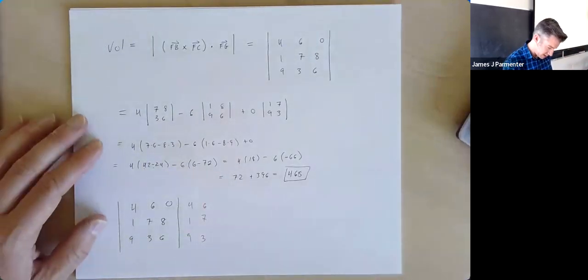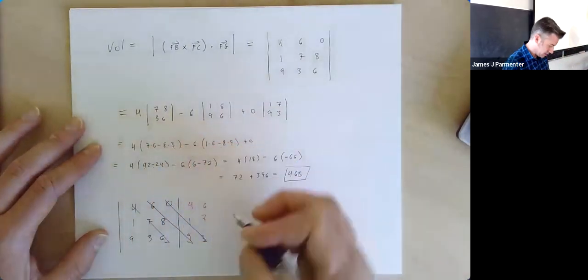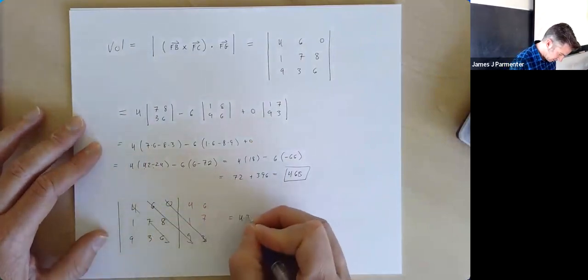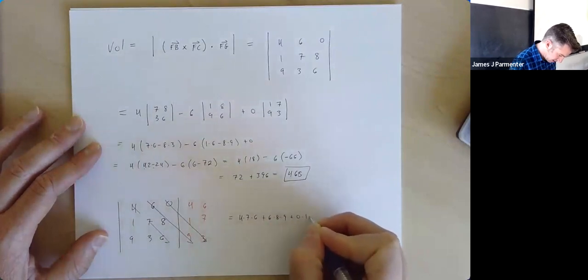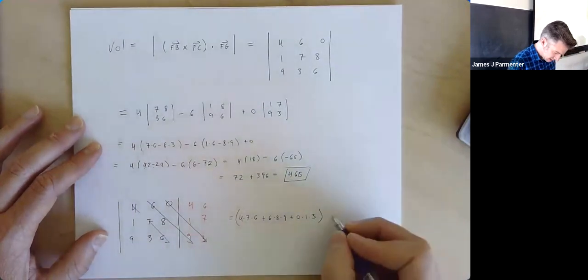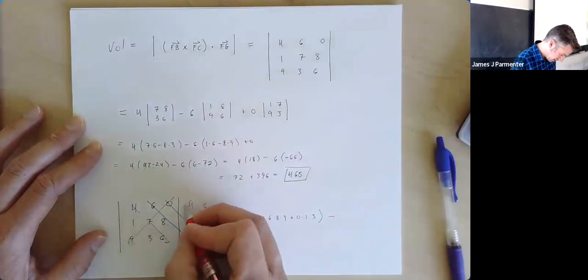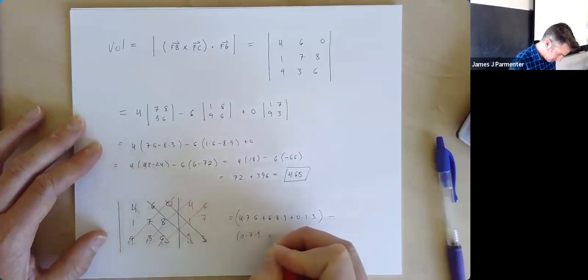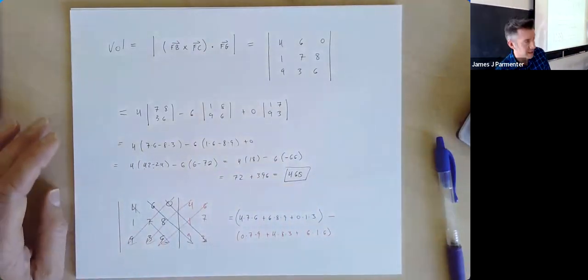Either way works. And then you say it's the product of this, plus the product of this, plus the product of this. So it's going to be 4 times 7 times 6, plus 6 times 8 times 9, plus 0 times it doesn't matter, minus, and then you do the opposite diagonals. So you do that times that times that. And it should be 0 times 7 times 9 plus 4 times 8 times 3 plus 6 times 1 times 6. And if I didn't make any mistakes, it should turn out to be the same.